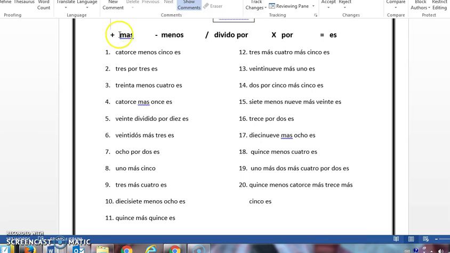Más is obviously addition. Menos looks like minus, subtraction. Dividido por looks like divided by. And that slash there means that you're dividing. Por means by, which is multiplication. And es is equals. So this says 14 menos 5 es. I believe the answer is 9. So you need to write out the number 9, not just digits.